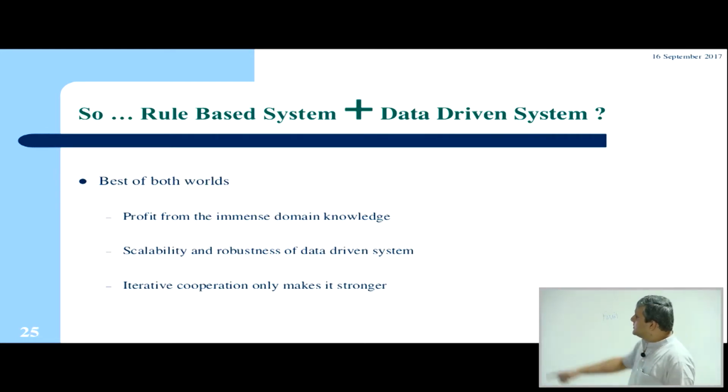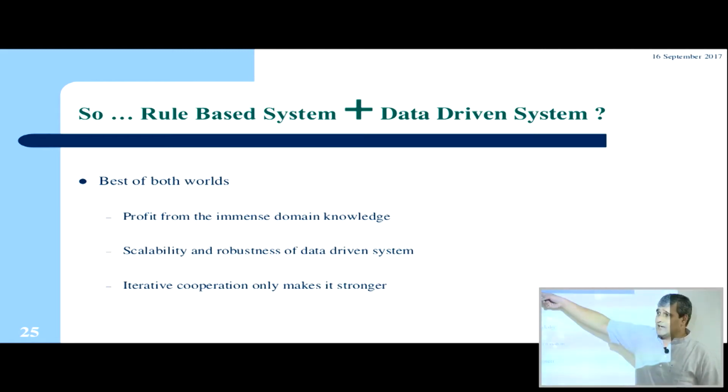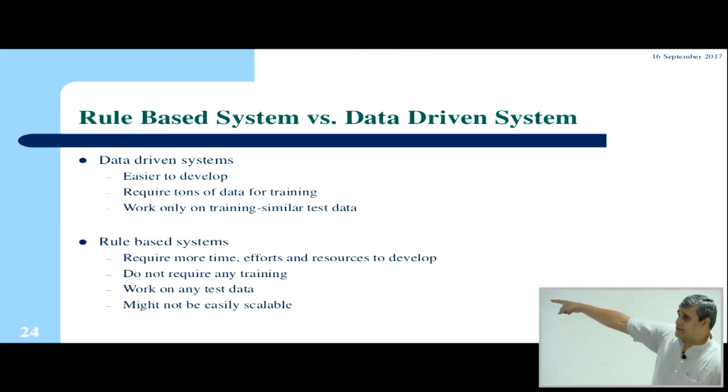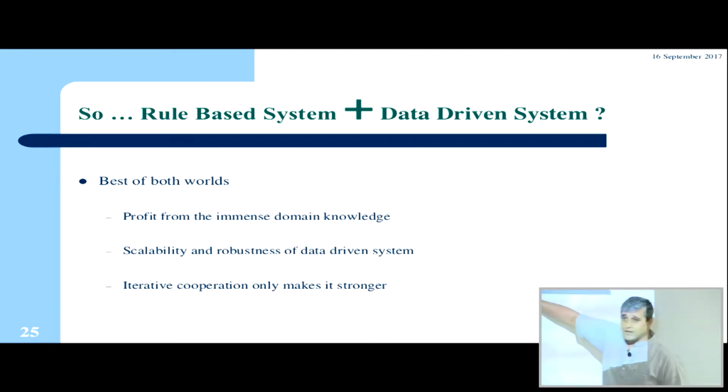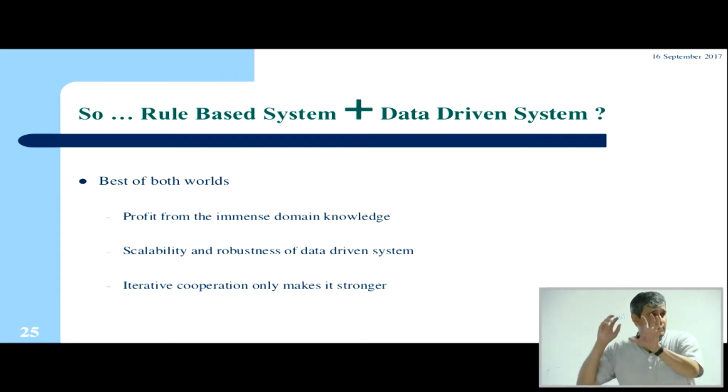What is important is to think of it not actually as versus, but as a plus. If you have a system that can profit from the immense domain knowledge that is there and the scalability and robustness of a data driven system, their iterative cooperation will make it stronger. You have rules, feed it with data. You have data, find out patterns, etc., feed it to domain research and identify or interpret it, then feed it back as a rule. Okay? So, all these should go symbiotically.